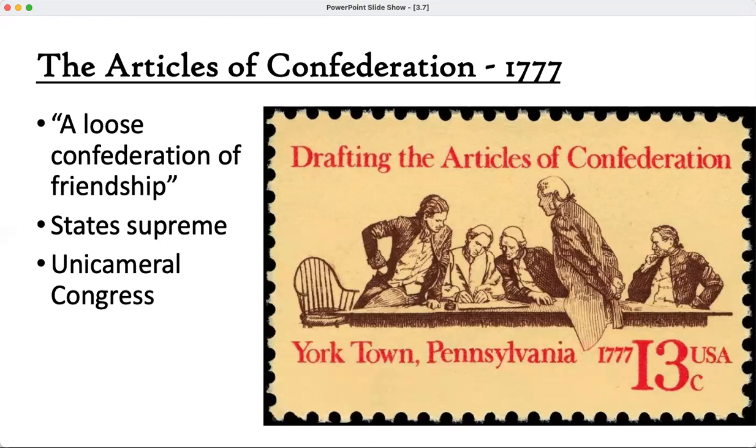So it was ratified in 1781 by unanimous approval. And to change the Articles of Confederation, you needed unanimous approval, right? So you needed 13 votes to change the articles themselves, and you just needed 9 votes to pass a law.